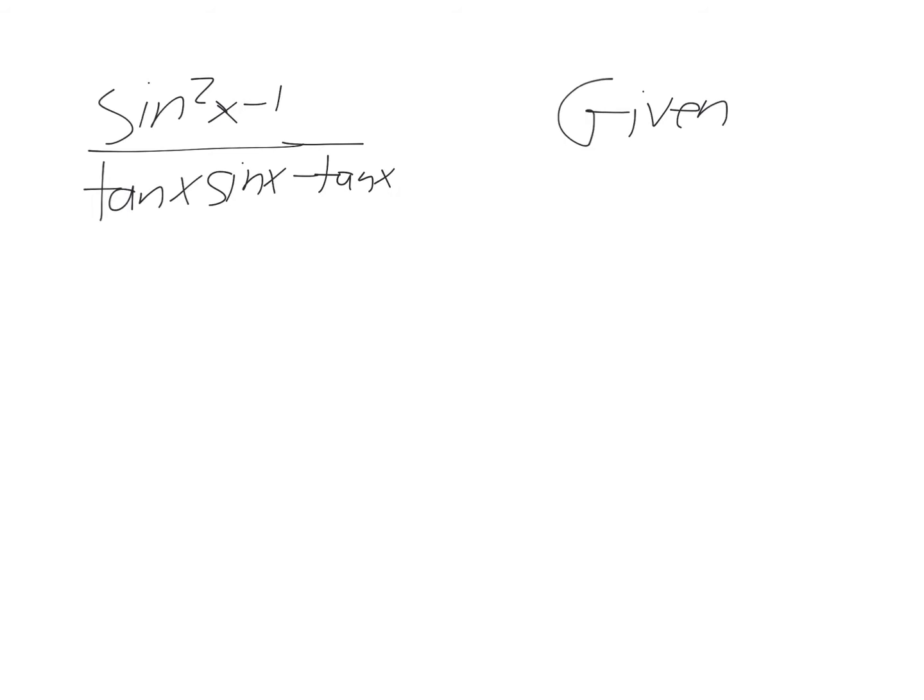Now the first thing I'm going to do here is that I can see that in my denominator I have a tangent of x and a tangent of x on both sides of a mathematical operator, which means I can factor out a tangent x from my denominator. So I'm going to start with that. I still have my sine x squared minus 1 in my numerator, but now my denominator looks like tangent of x times the sine of x minus 1. And I got that just from factoring.